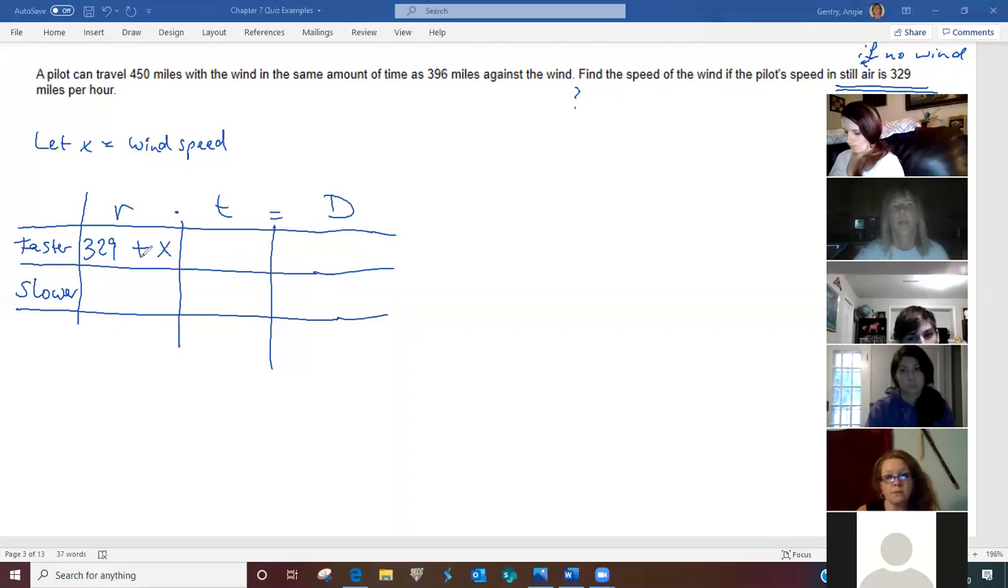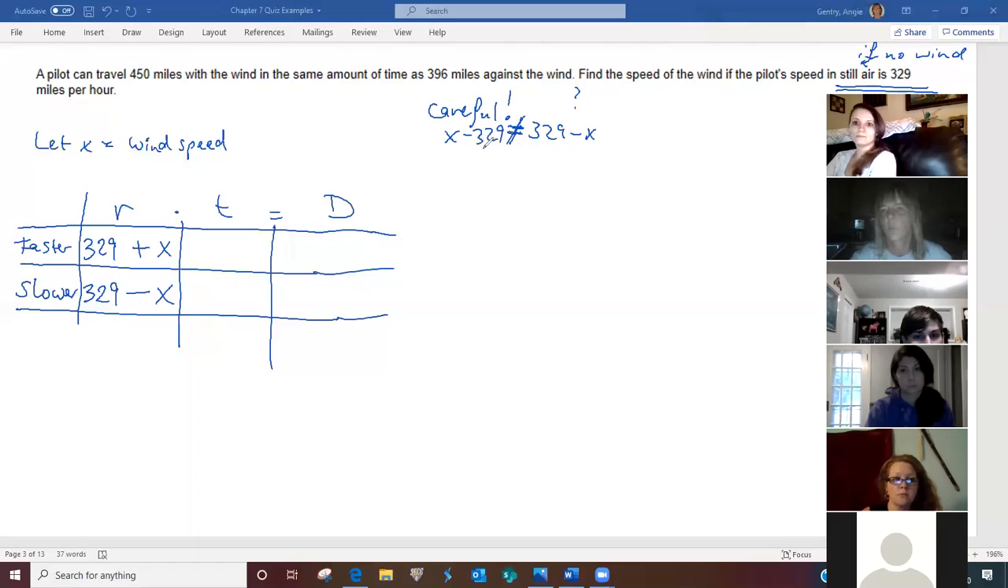Slower. I can fly the airplane at 329 miles per hour. I'm fighting against the wind. And this is where you have to be careful. 329 minus x, or x minus 329 does not equal. Some people always put the x first. You cannot always put the x first.